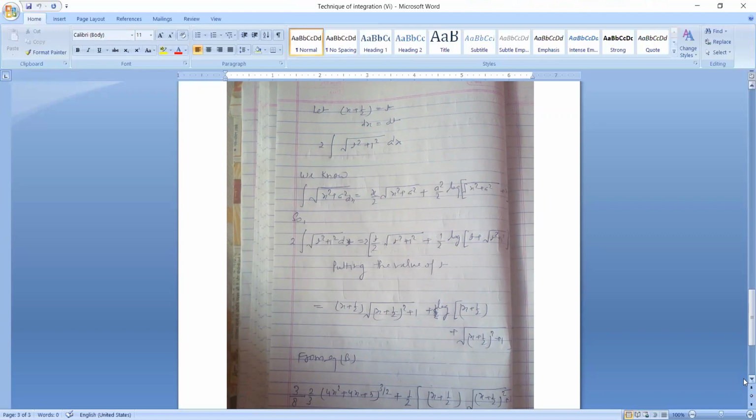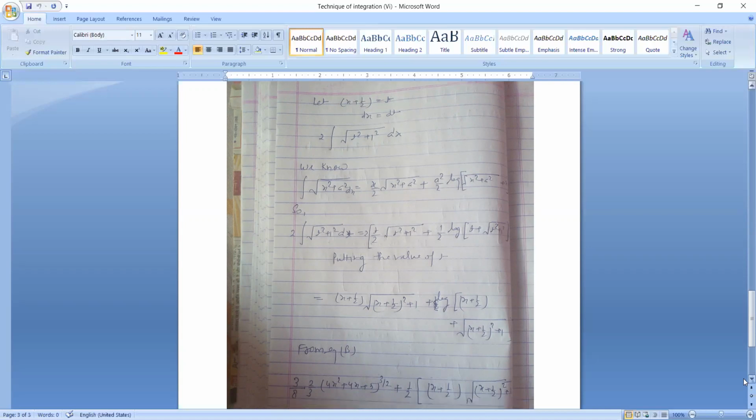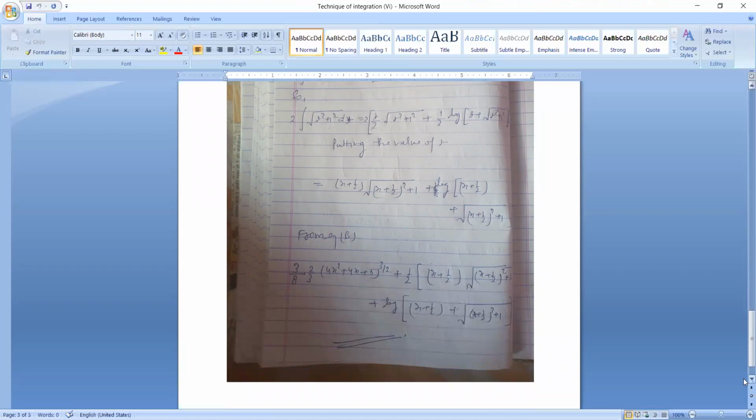Now we know the integral of √(x² + a²) dx is x/2 √(x² + a²) + a²/2 log(√(x² + a²) + x). So the integral of 2√(t² + 1²) dt is 2 [t/2 √(t² + 1²) + 1/2 log(t + √(t² + 1²))]. Now put the value of t: (x + 1/2)√((x + 1/2)² + 1) + log((x + 1/2) + √((x + 1/2)² + 1)).